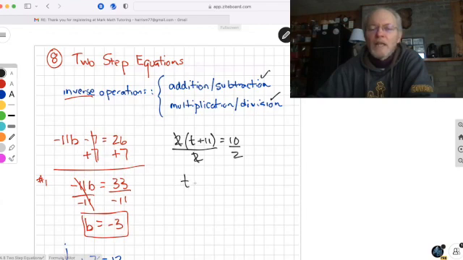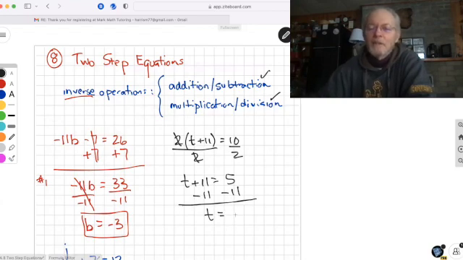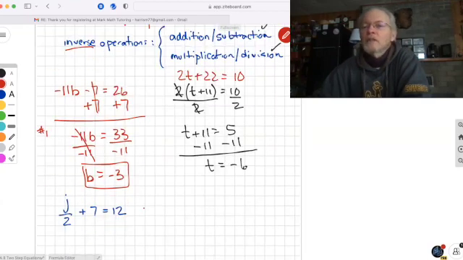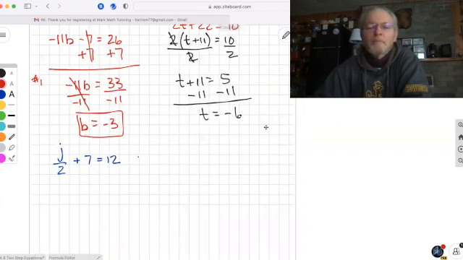We're left with t plus 11 is equal to 5. Then the last step would be to undo plus 11 with minus 11 on both sides. And our solution would be t. 5 minus 11 would be negative 6. Let's look at one more before you try.